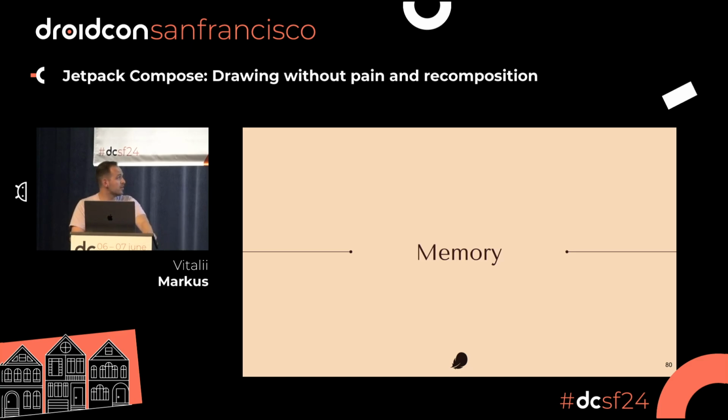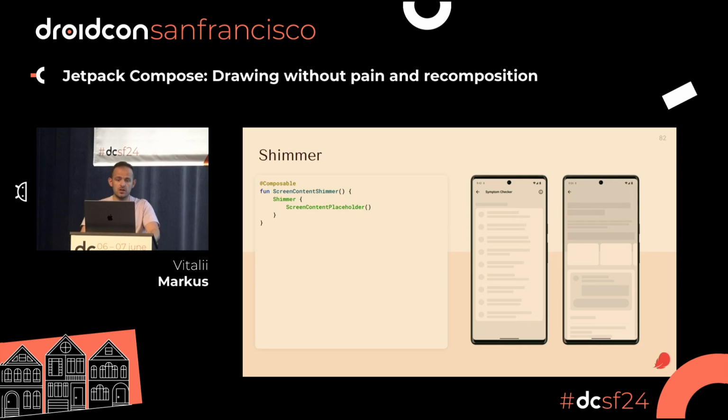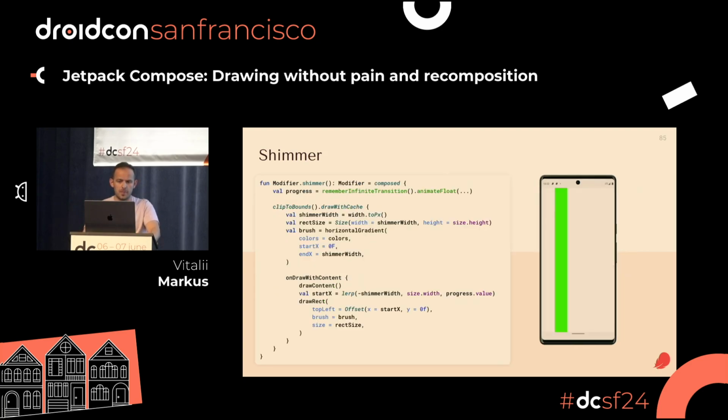So let's go to the next topic. It's regarding memory. In our app, we have a custom component called Shimmer, and it shows the loading progress for required components. The API is very simple. We just wrap the content in a Box and set a custom Shimmer modifier. And let's try to implement it in an optimized way.